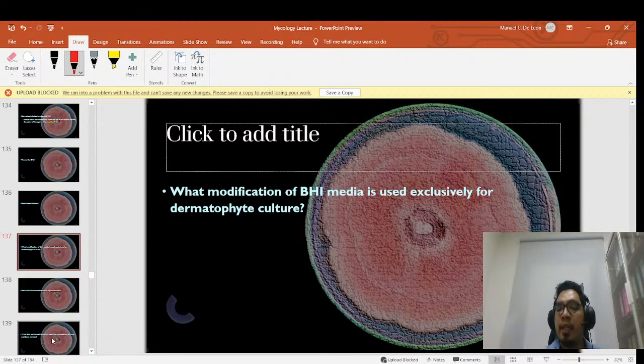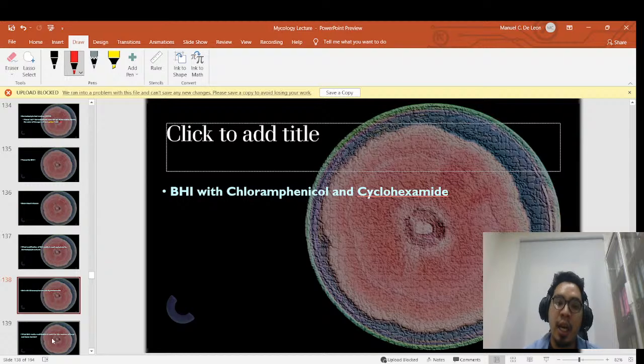Basically, this is a broth media designed specifically for dermatophytes. Why are dermatophytes important? Because these are organisms that may infest somebody who is immunocompromised, and antifungal treatment may vary depending on the dermatophyte that was identified. So BHI with chloramphenicol and cycloheximide is one of those things that you need to be mindful of.